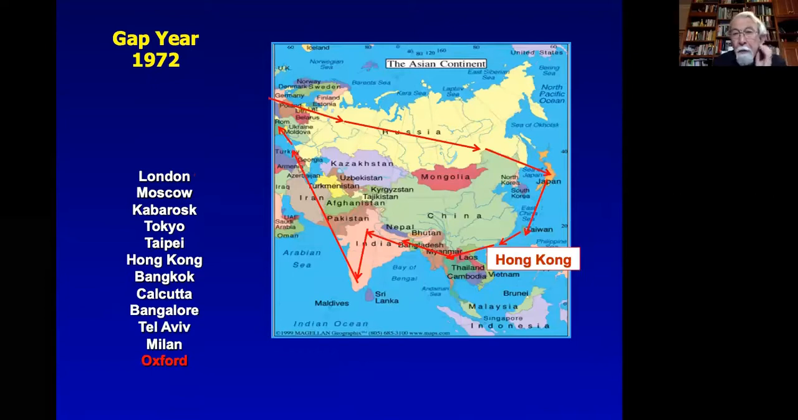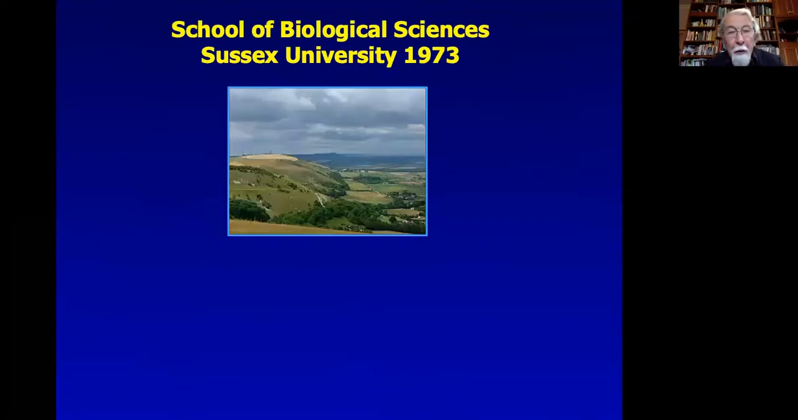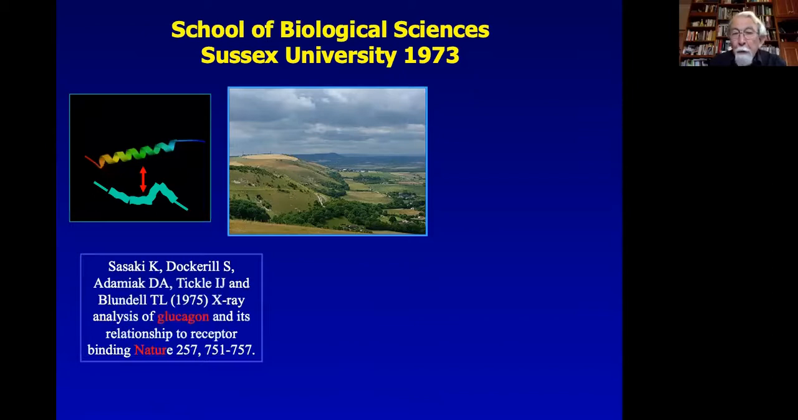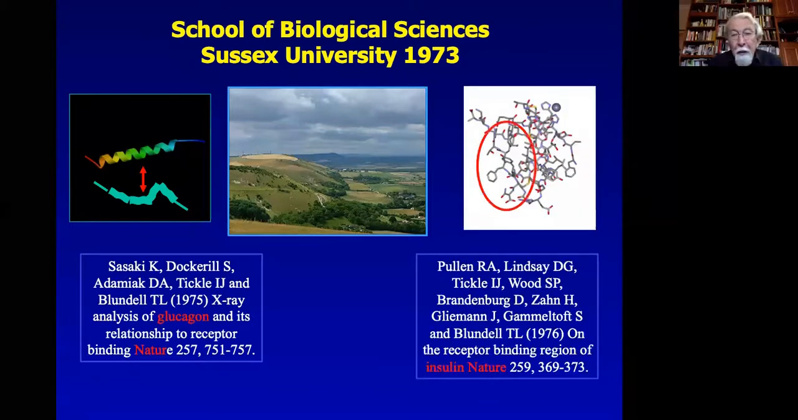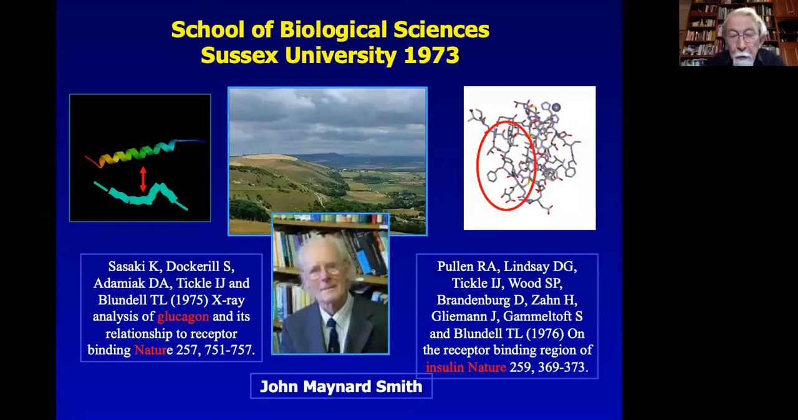And when I went to Oxford, I wondered what I should do. And Dorothy Hodgkin suggested I went to Sussex. I said, well, what am I going to do, Dorothy? And she said, I'll get you a job. And so almost the next day, I got a phone call from Sussex University from this man, John Maynard Smith. And I went to Sussex University for 3 years. I gave up politics. I didn't play music every night, and I concentrated.